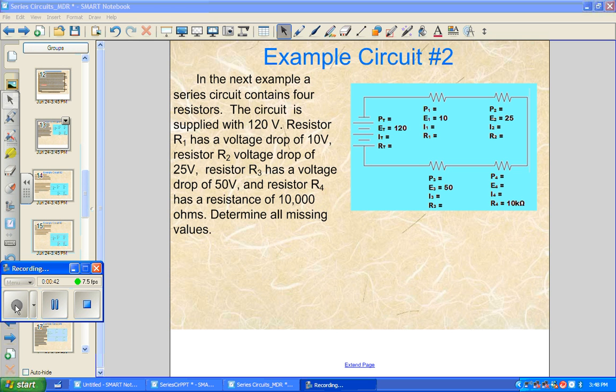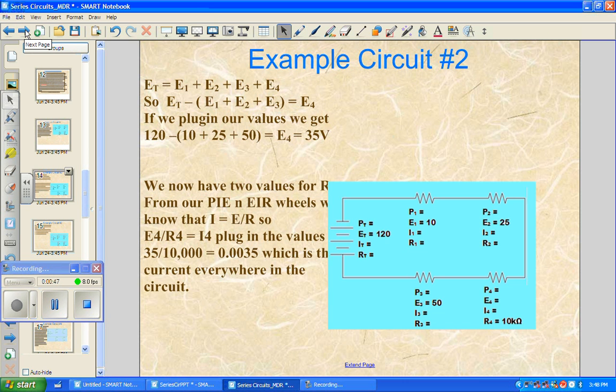So let's look at our next slide. 10K ohms, 10,000 ohms. Okay. So we know that E total is equal to E1 plus E2 plus E3 plus E4. So if we just subtract everything that we do have on the right from the left, we get ET minus all the voltage we can see. We only have one left over that we don't have, right? So ET minus (E1 plus E2 plus E3) will give us E4.